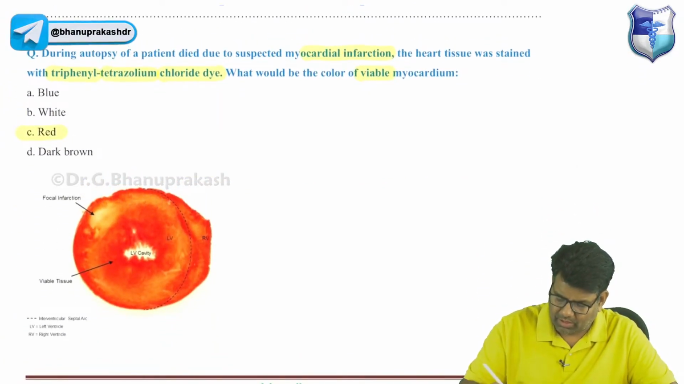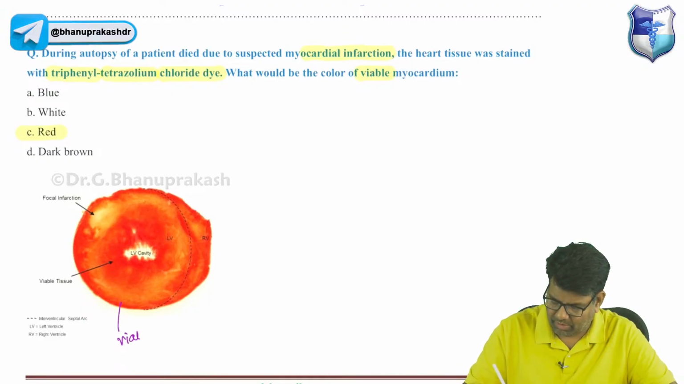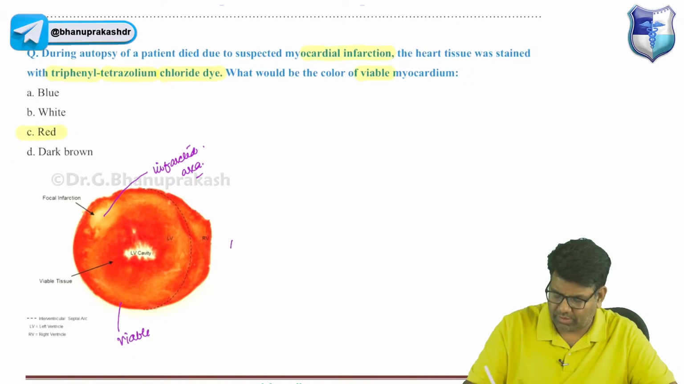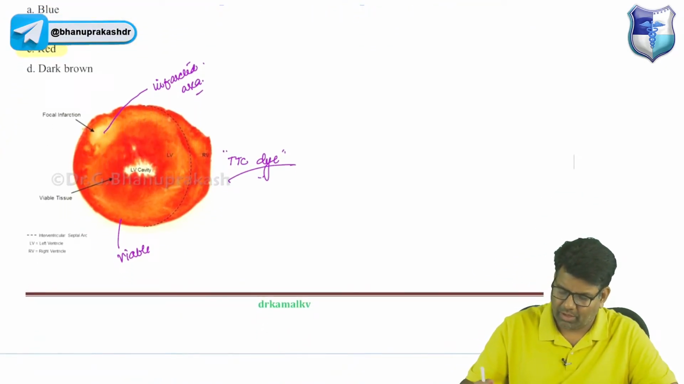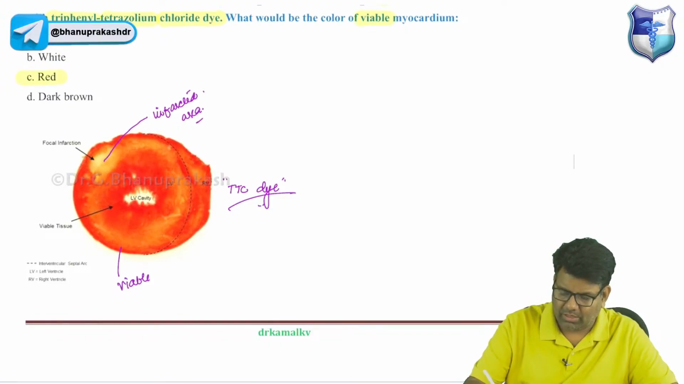Look here, this is all the viable myocardium, and this is the infarcted area. Okay? So this is with TTC, meaning heart with TTC. Okay? Yes, of course, this is coagulative necrosis.